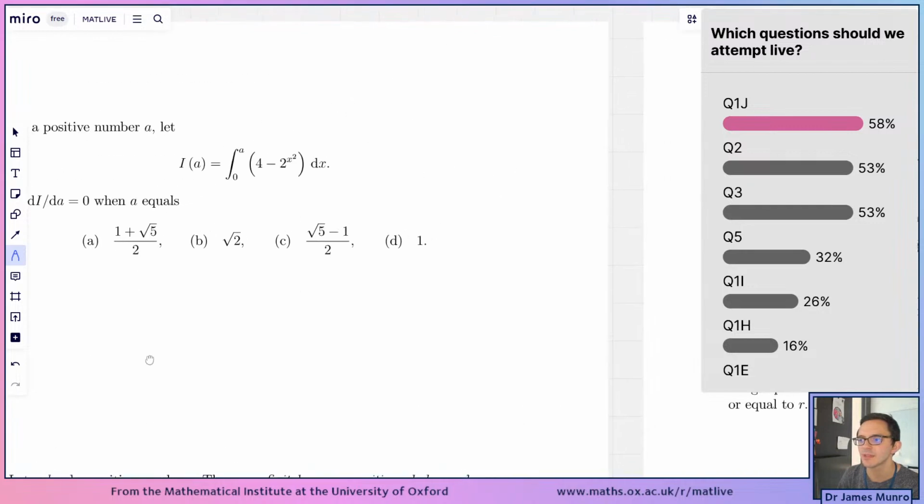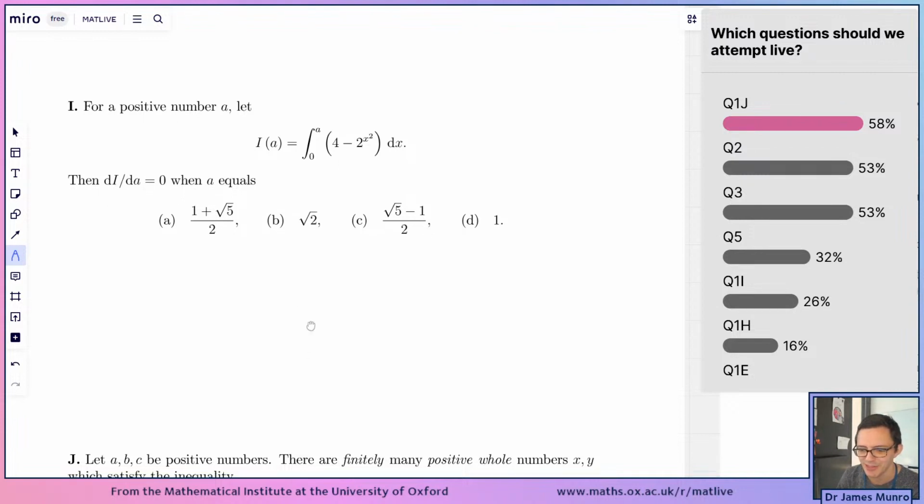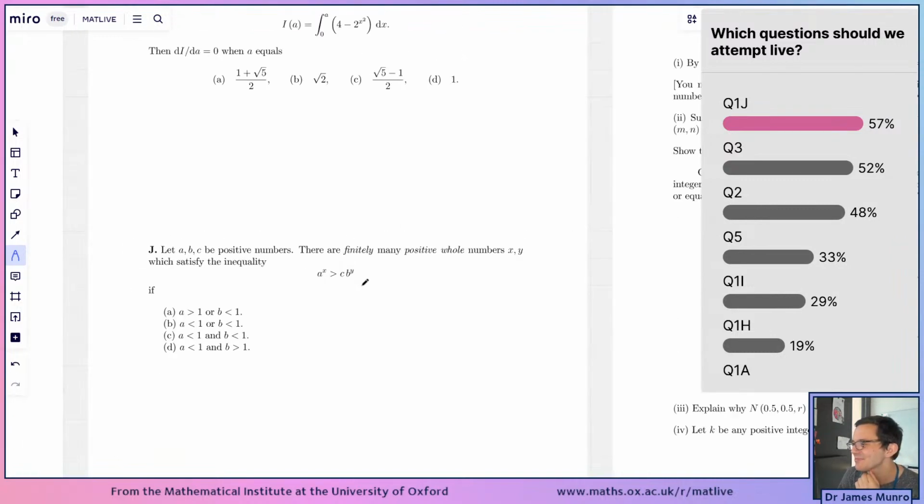Okay, right, good. I've got opinions about some of these. This looks mad. I don't think I can do this integral. I've got to do the derivative of this integral. I don't really want to think about that right now. And oh my goodness, finally, positive whole numbers which satisfy this inequality. I'm thinking logarithms, sketching powers and multiplying things. 1J is winning the vote.